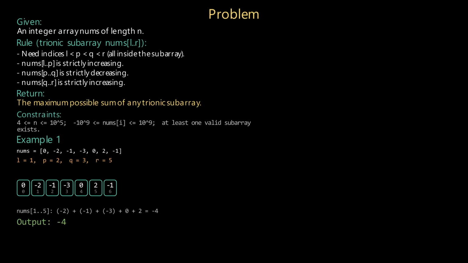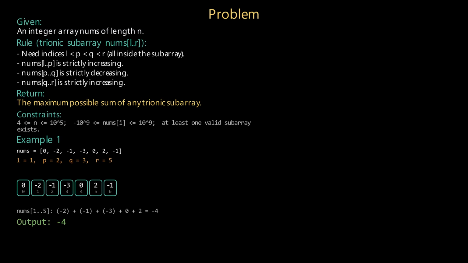Given an integer array nums of length n, a trionic subarray nums[L..R] needs 4 indices with L < P < Q < R, where nums[L..P] is strictly increasing, nums[P..Q] is strictly decreasing, and nums[Q..R] is strictly increasing. Return the maximum sum of any such subarray.